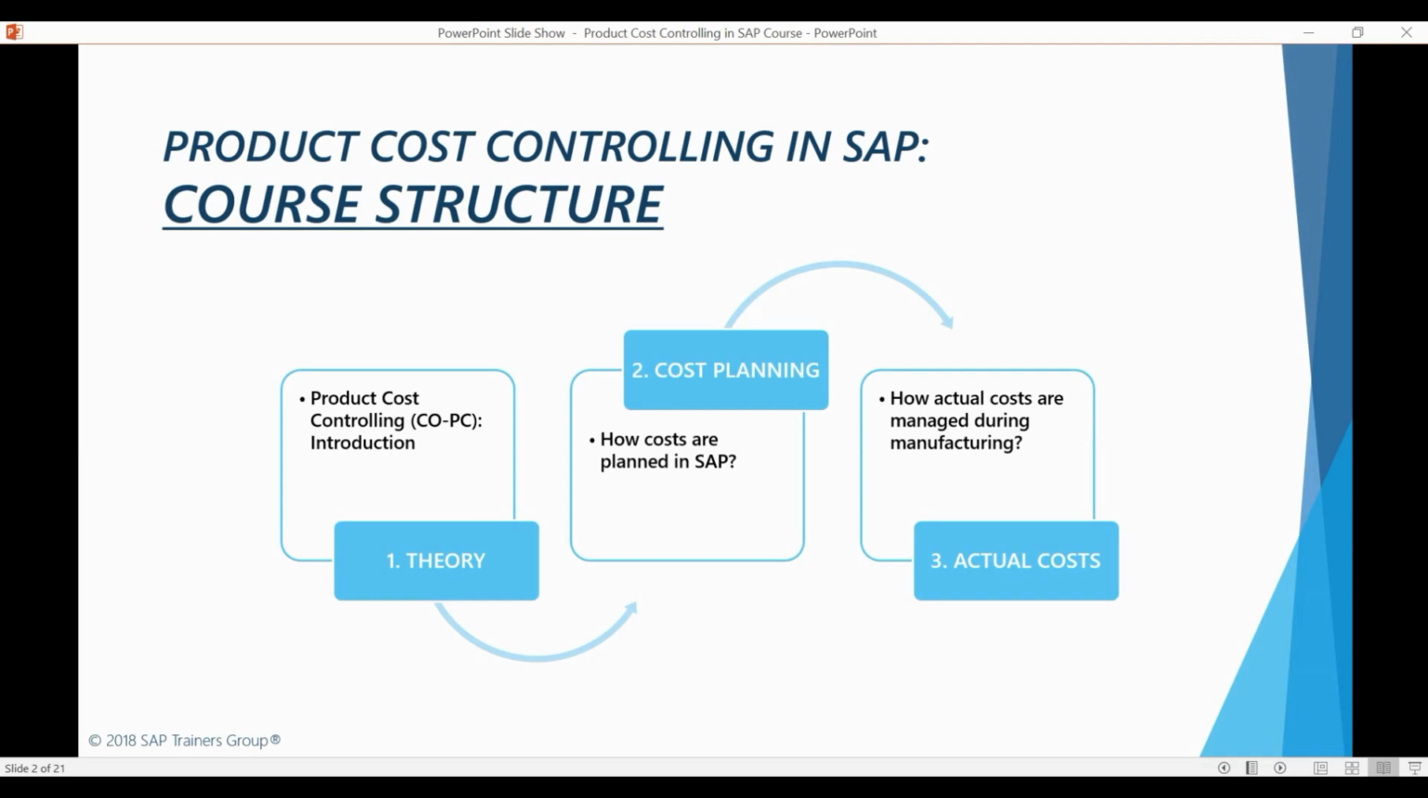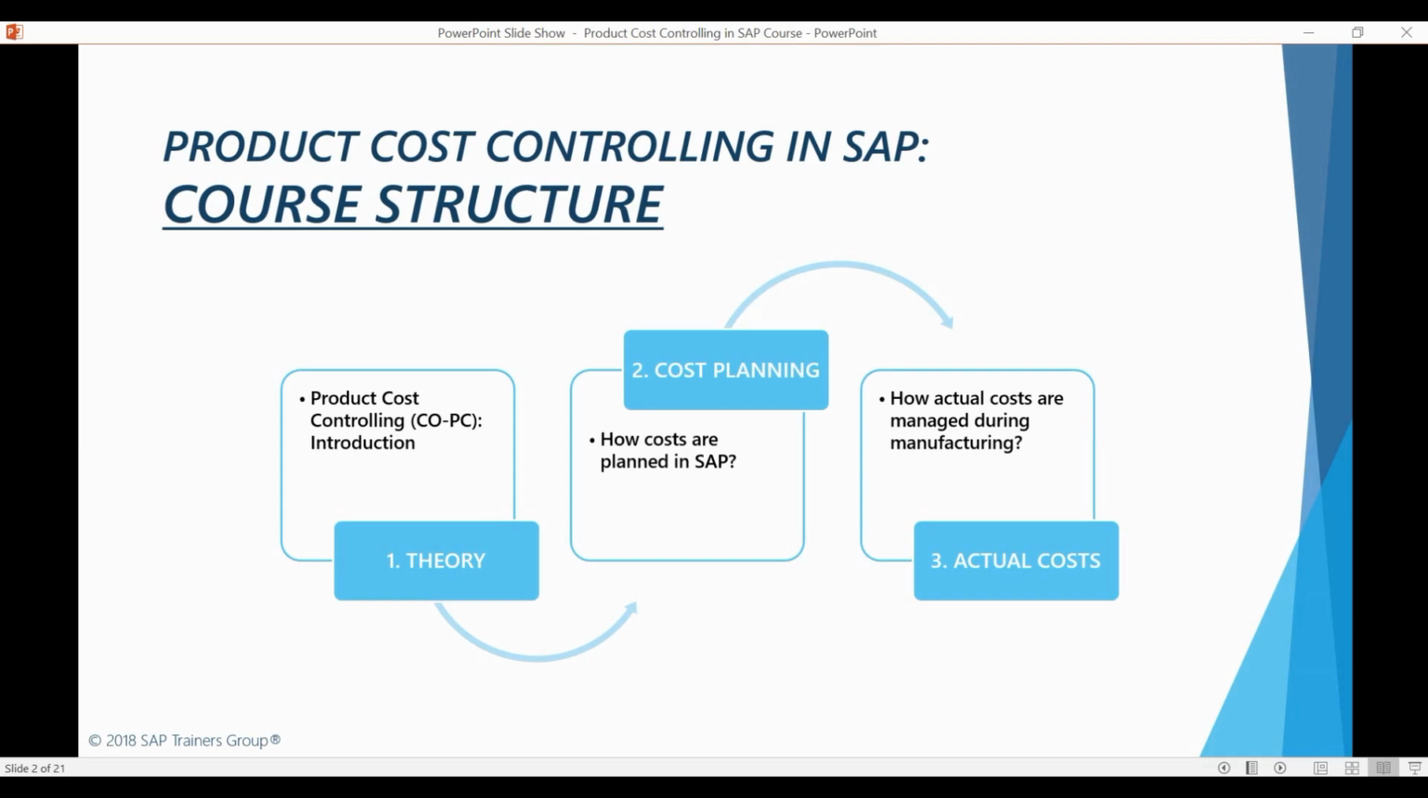We will not use too much time going through the slides, and we will be playing around in the system before you know it. After we have finished our short theory session, we will start looking at how costs are planned in the system. Cost planning is essential for the creation of material cost estimates that decide how goods are valued in financial postings and in a company's balance sheet. Cost planning also gives us information that can be used for managerial decision-making and allows us to compare actual costs to cost estimates. The final part of the course is about actual costs.